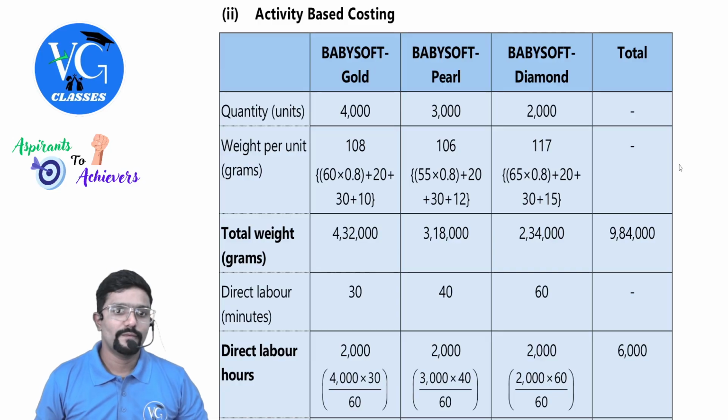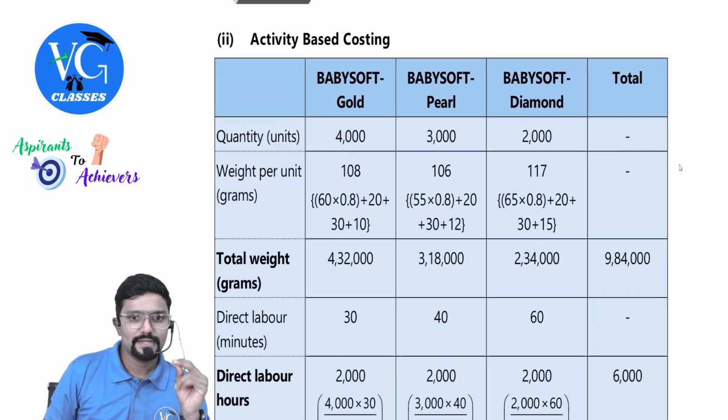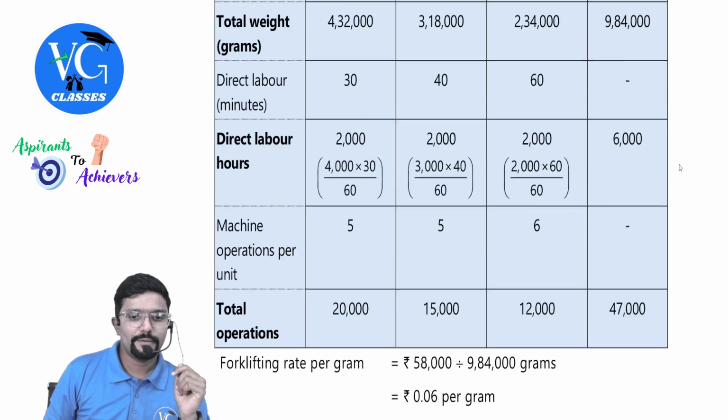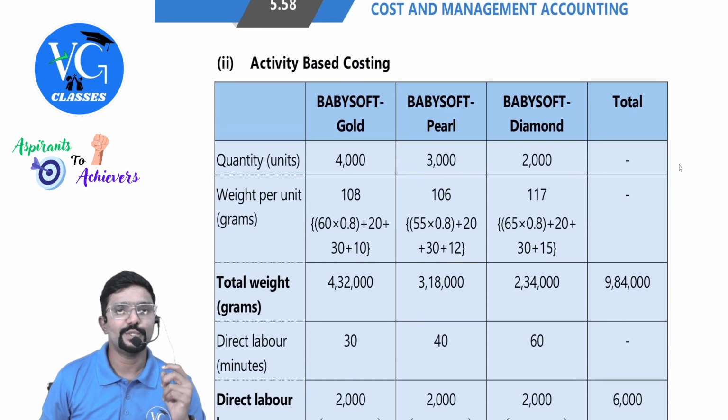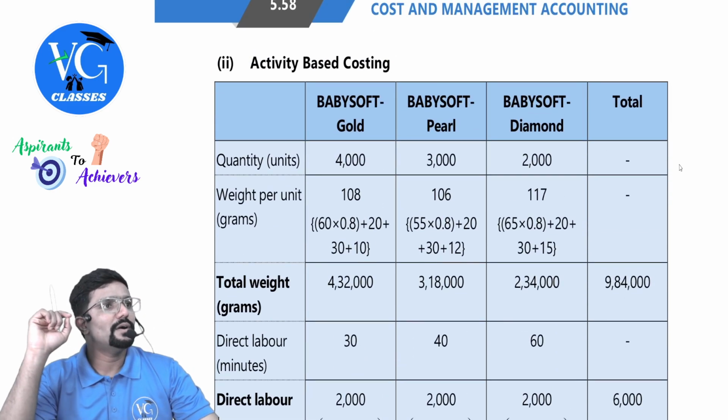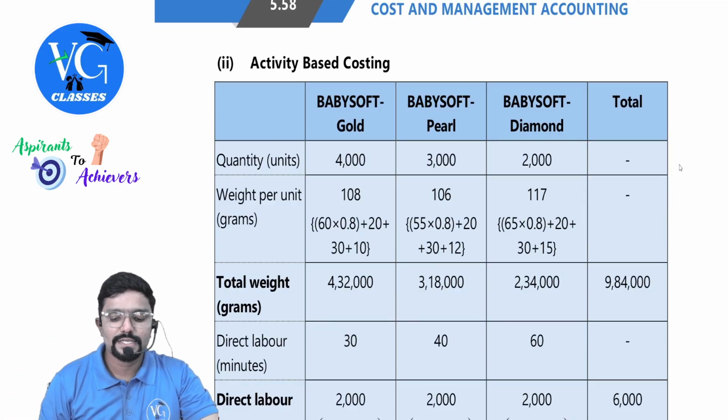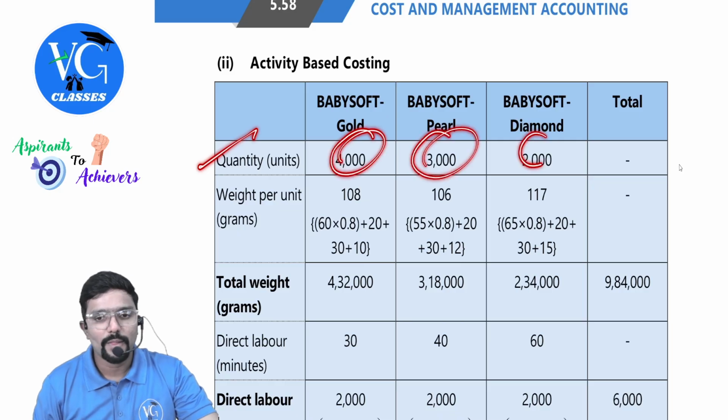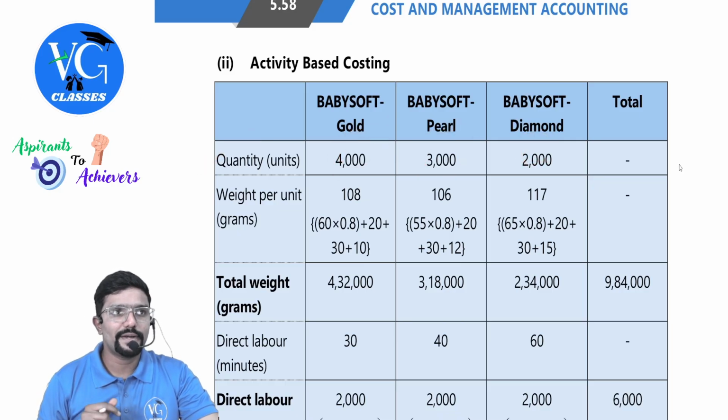Wait. Activity based they have done. Weight per unit. Weight per unit. Sure. Weight per unit. Okay, sir. Quantity we know now. This is output. Okay, sir. Listen, guys. This is important.